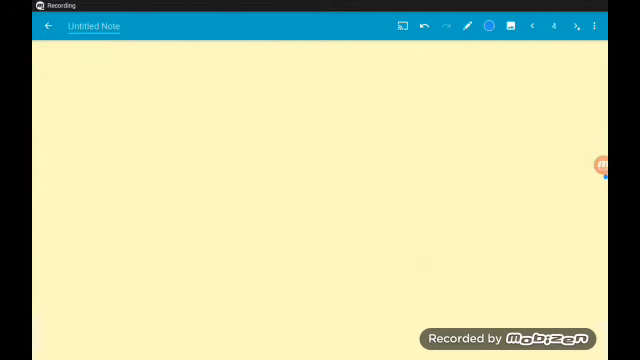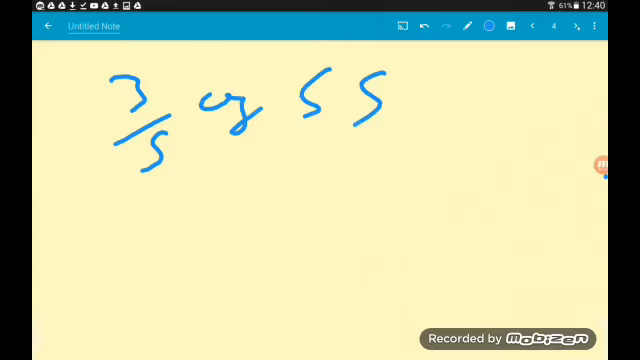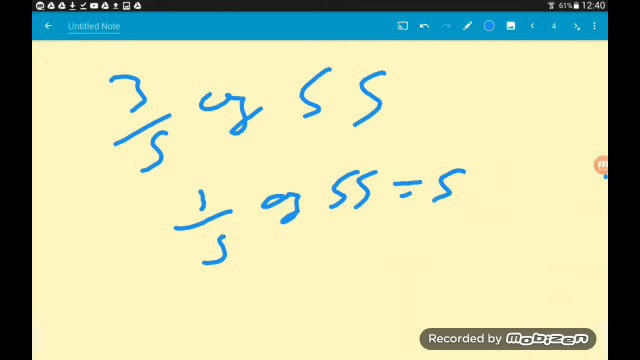Okay, next up then we're going to look at finding fractions of amounts. So let's say we wanted to find 3/5 of 55. Now this is literally an application of division and then multiplication. So we would first of all want to find 1/5 of 55. So to find 1/5 of 55, we do 55 divided by 5. Our bus stop could help here. Let's do it.